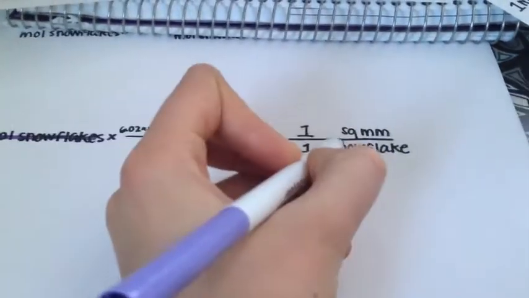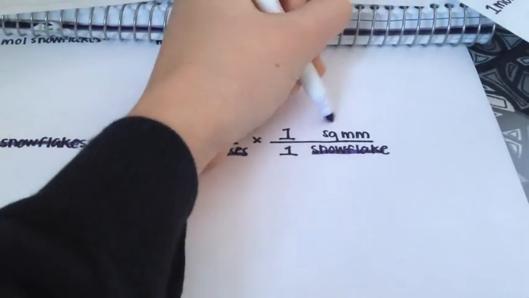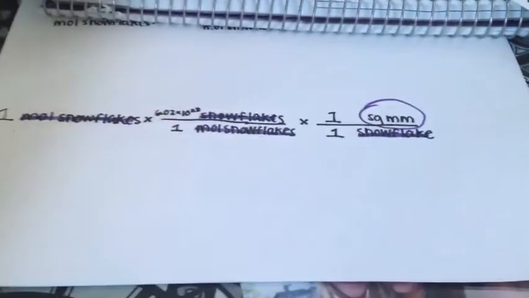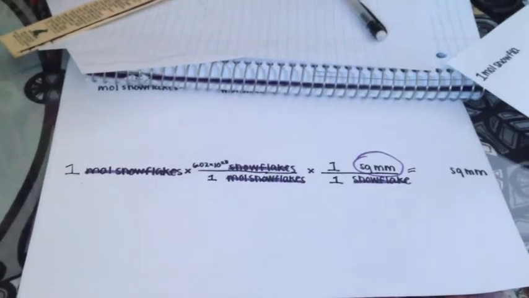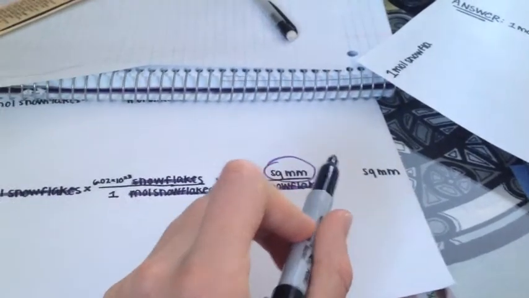Now you notice that we are left with only 1 unit, which is called square millimeter. This means that our answer will also be in the unit square millimeter because we have eliminated all other units. This works out perfectly because we are trying to find out how many square millimeters 1 mole of snowflakes is. We have all our units crossed out, leaving just the one we want to know, and now it's time for the actual calculations.